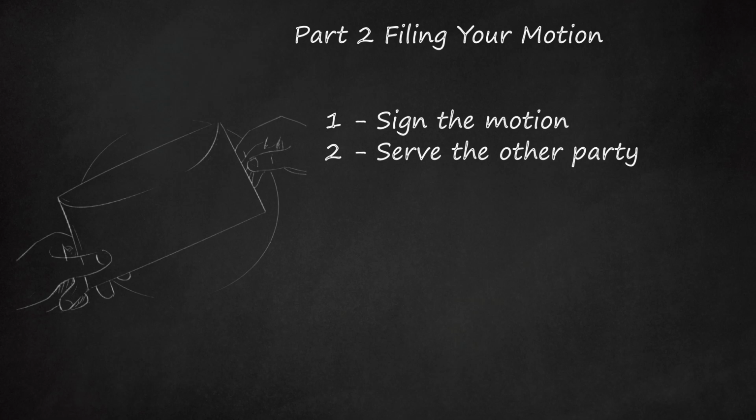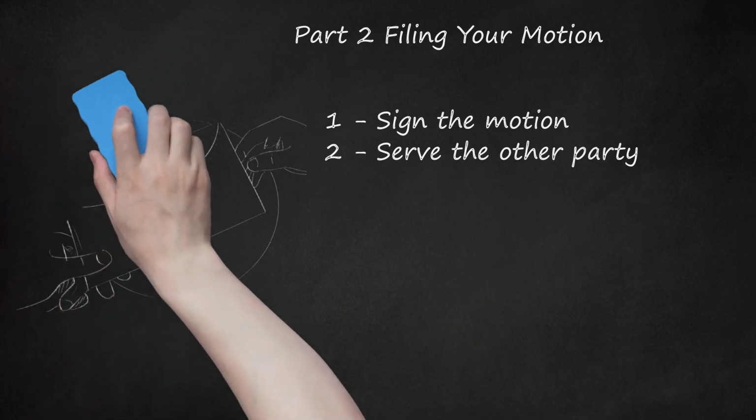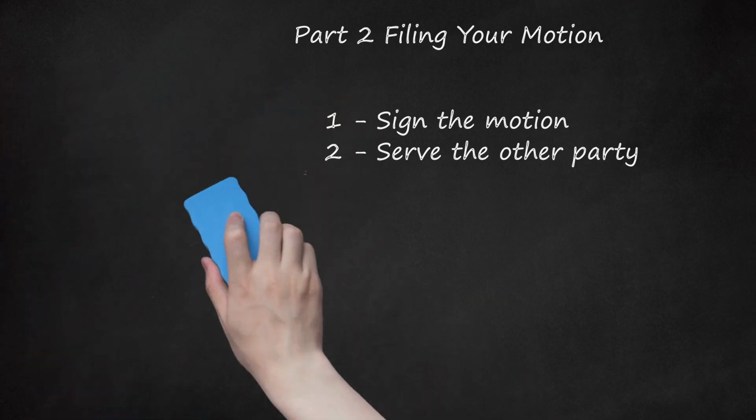Your motion JNOV must be served by someone over the age of 18 who is not a party to the case. Once the other party has been served, the server must fill out a proof of service form.